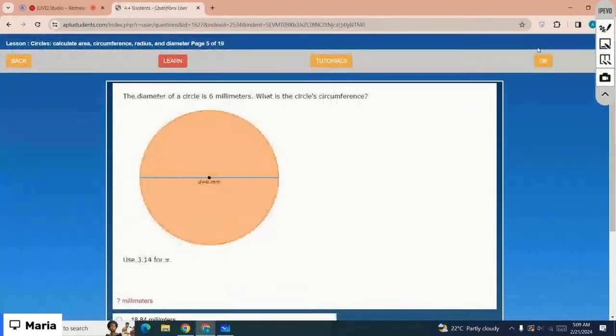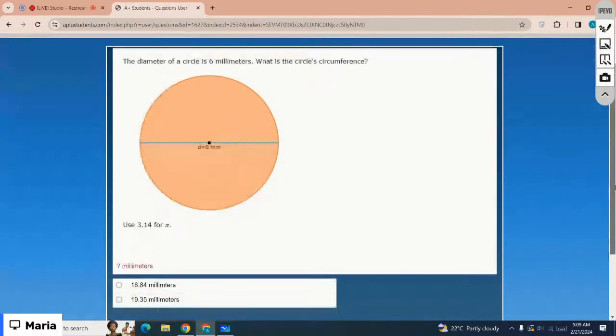Okay, the next one is: the diameter of the circle is 6 millimeters. What is the circle's circumference? You are given the diameter. You have to calculate the circumference, right? So when you are given the diameter, the circumference is C equals pi d. So which is the correct option?